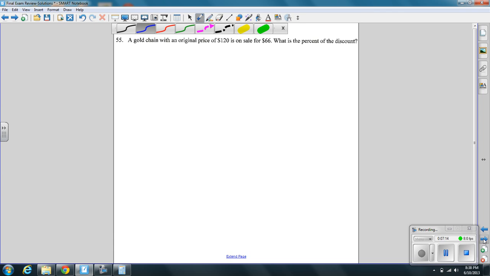A gold chain with the original price of $120 is on sale for $66. What is the percent? So $66 is what percent of 120? So 66 over 120 equals, actually, that's not right, I'm sorry. What is the percent of the discount? This is actually a percent of change question.